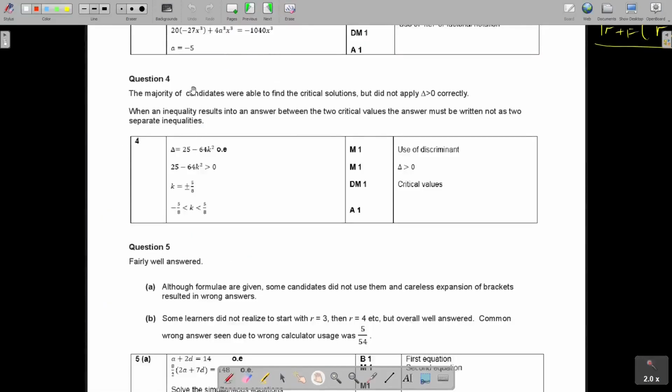Okay, let's look at the examination report. Question number 4. The majority of candidates were able to find the critical solutions, but did not apply discriminant bigger than 0. So you have to just memorize the pictures for distinct roots, equal roots, and non-real roots correctly. When an inequality results in an answer between the two critical values, the answer must be written not as two separate inequalities. So meaning that if you get the middle part, not the sides, then it must be an and, it must be together. Otherwise, if it was the two side parts, you can say this or this. But it should be written like this, and no equal signs there. Very important.